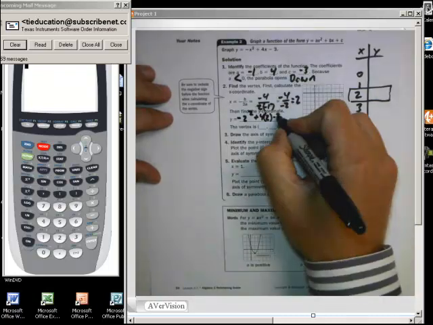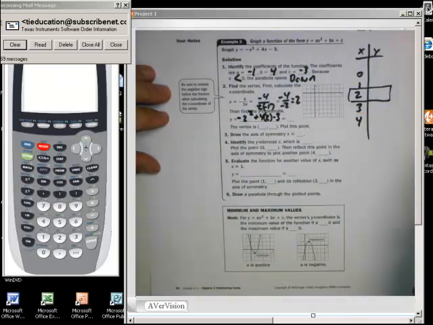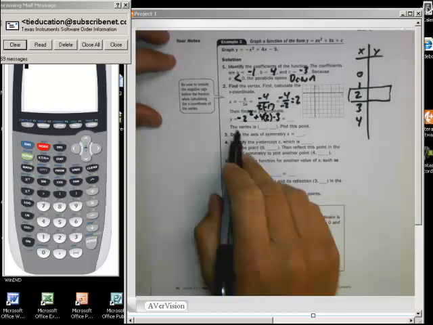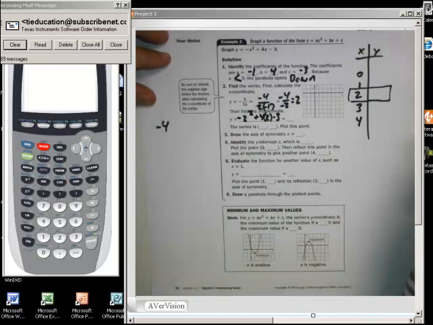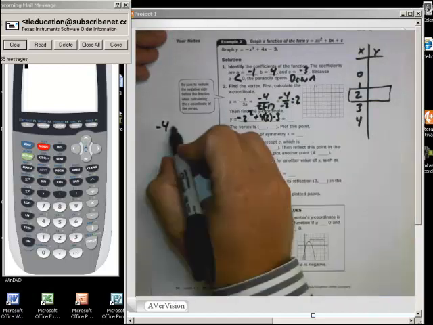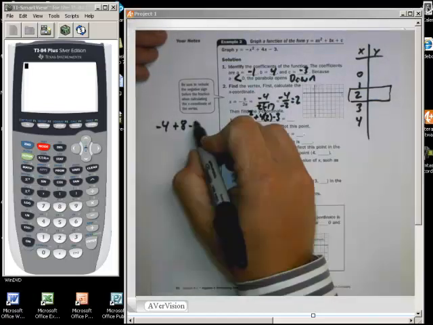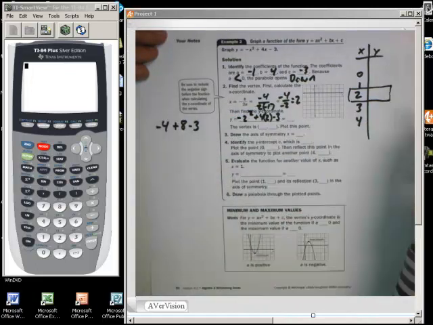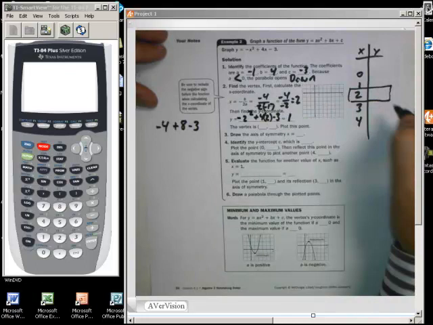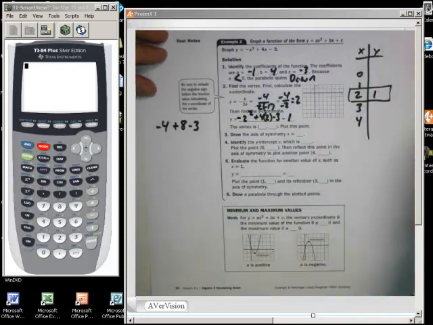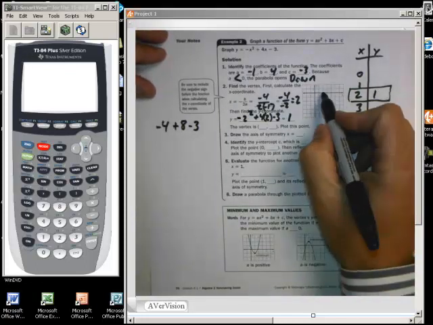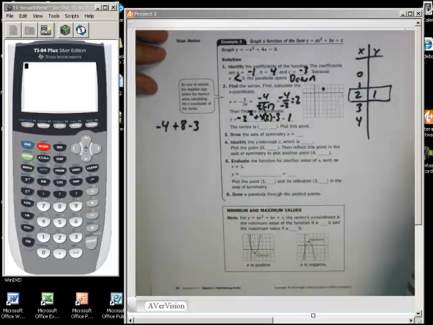minus 3. And so we have negative 4 here, plus 8, minus 3. So negative 4 plus 8 is 4. 4 minus 3 is 1. We have the point 2, 1. And we go ahead and plot that point right away. 2, 1. We know that this is going to open down.